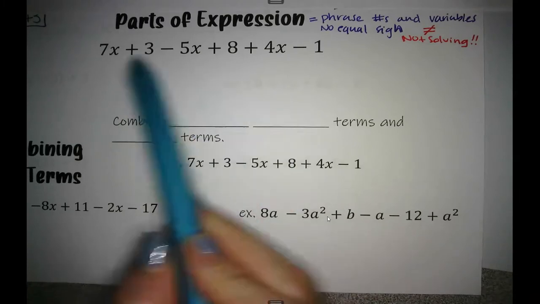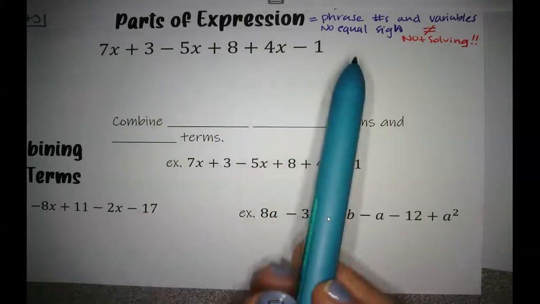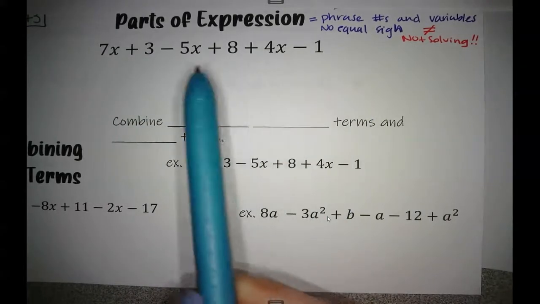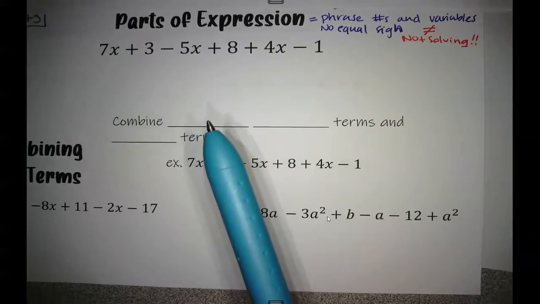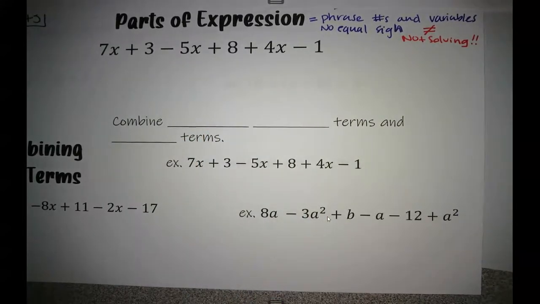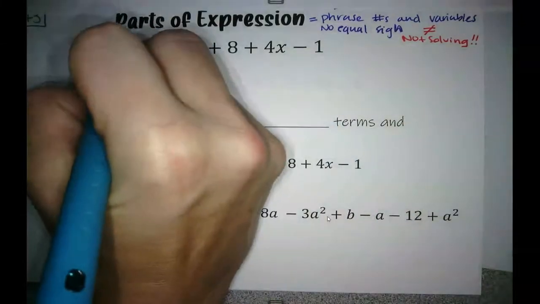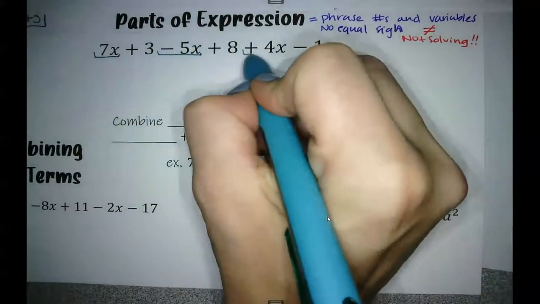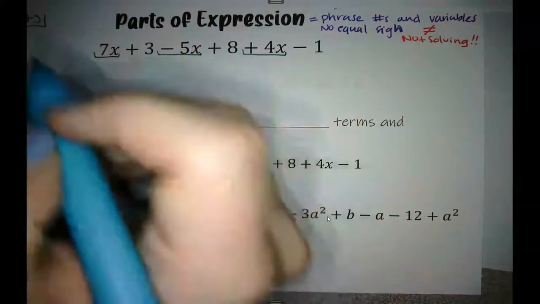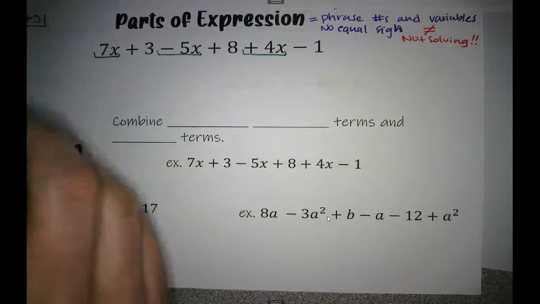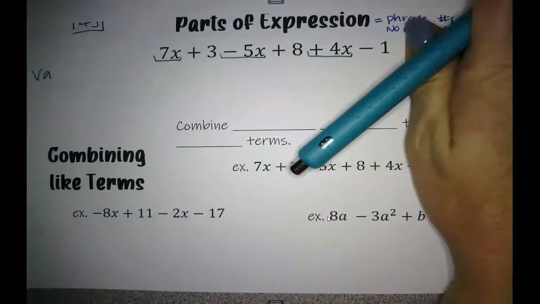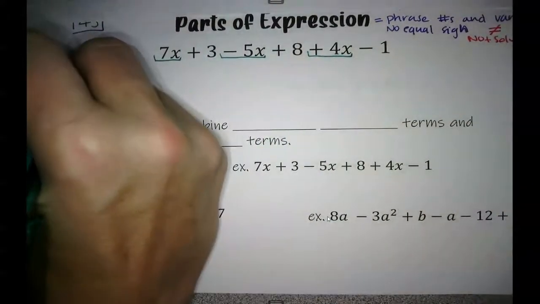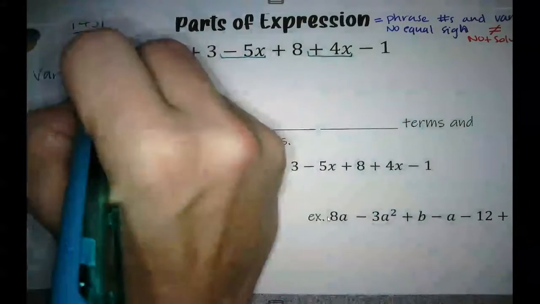All right, so let's look at some parts of these. So we can see that this is an expression. There's no equal sign. And we've got some variables and some numbers. So let's look at the variable. So this right here and this right here and this right here are what we call our, can't see that, I'm going to mess your screen up a little bit. Okay, these are our variable terms.